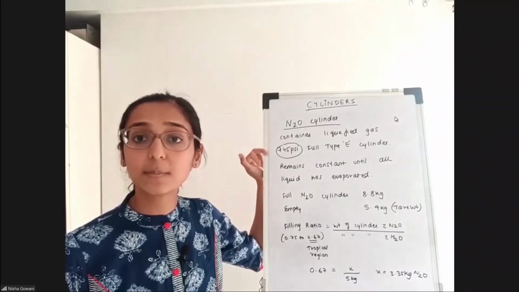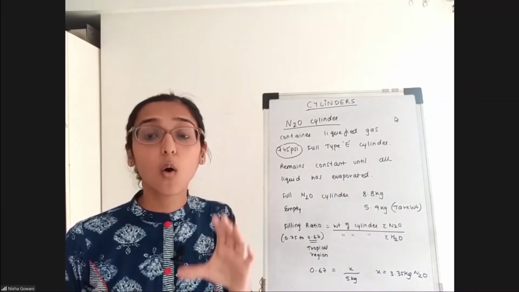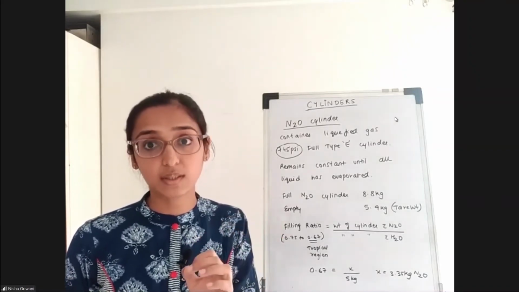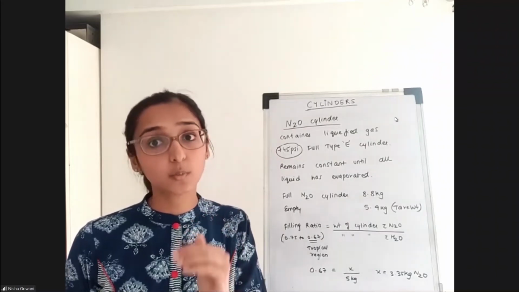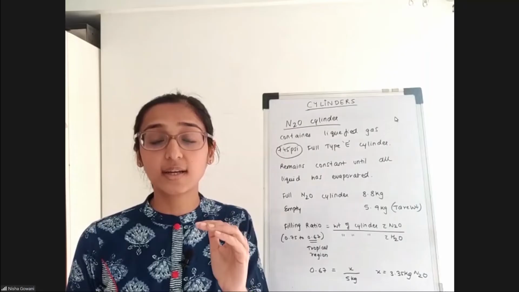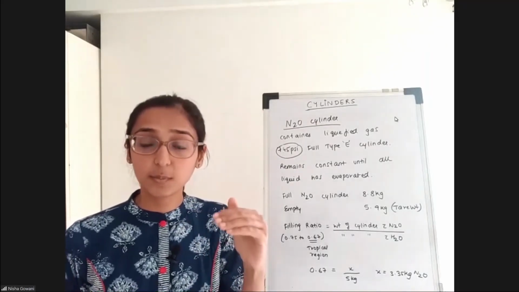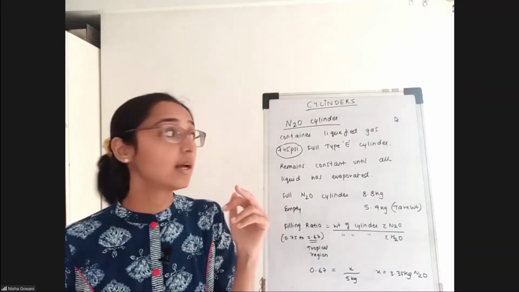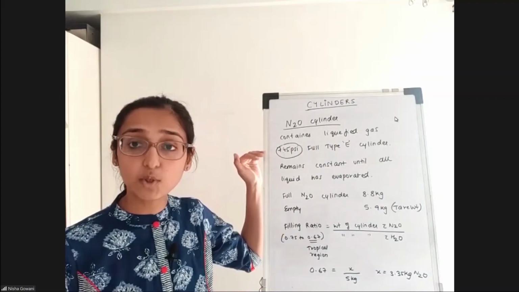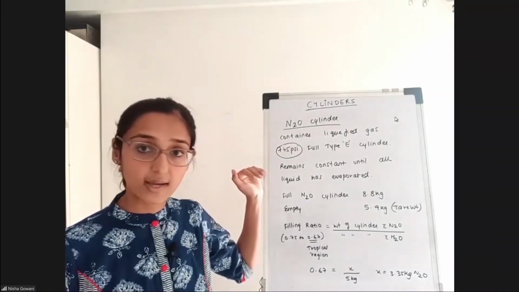This reading will be stable, it will be stagnant, and it will keep showing until all the liquid within the cylinder has evaporated and there is no more liquid left. When there is no more liquid left in the cylinder and only the evaporated nitrous oxide gas is present, that is when the pressure on the gauge will start declining. That is when this pressure of 745 will start declining. Until then, the pressure will keep showing 745, constant until all the liquid has evaporated.